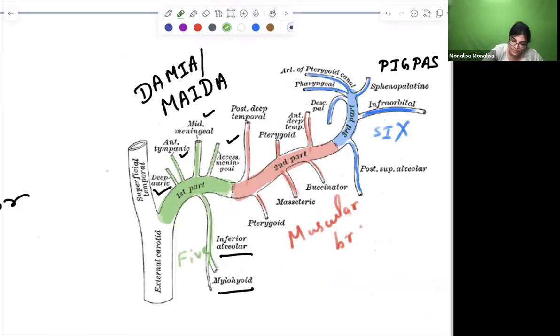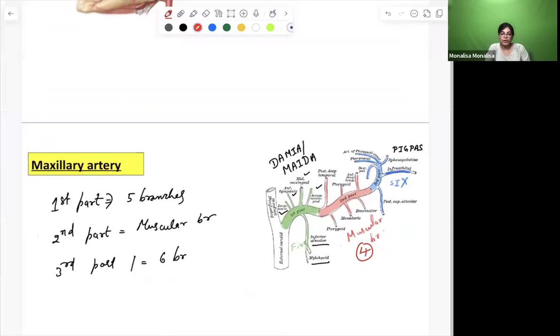From the first part, we have got 5 branches. We have got 4 muscular branches from the second part and 6 branches from the third part. Okay, pick, pass, matha, all these mnemonics.